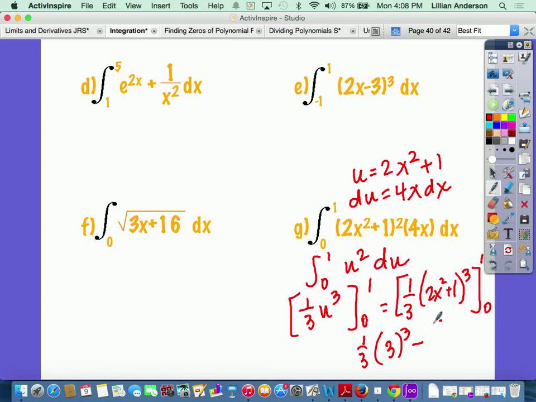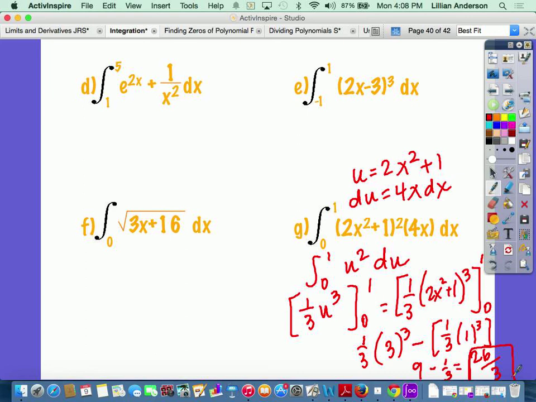And I'm going to subtract that from 1/3, 1 cubed. Simplify that down. 1/3 of 27 is 9. Minus 1/3. And so my final answer is going to be 8 2/3, or 26 over 3.